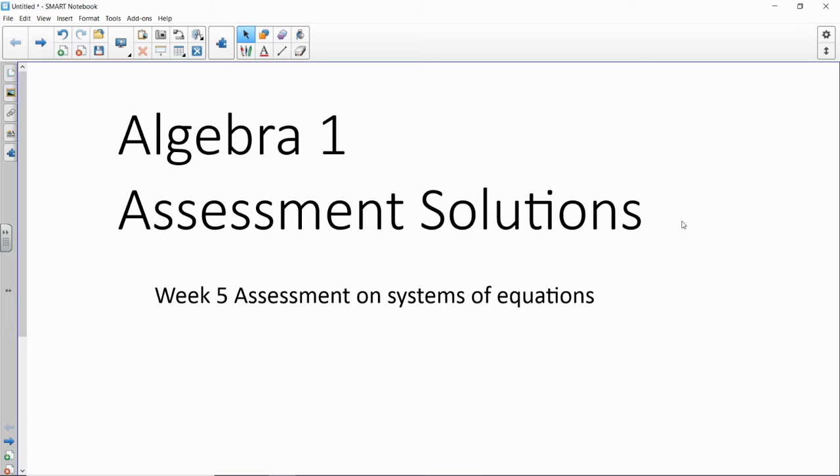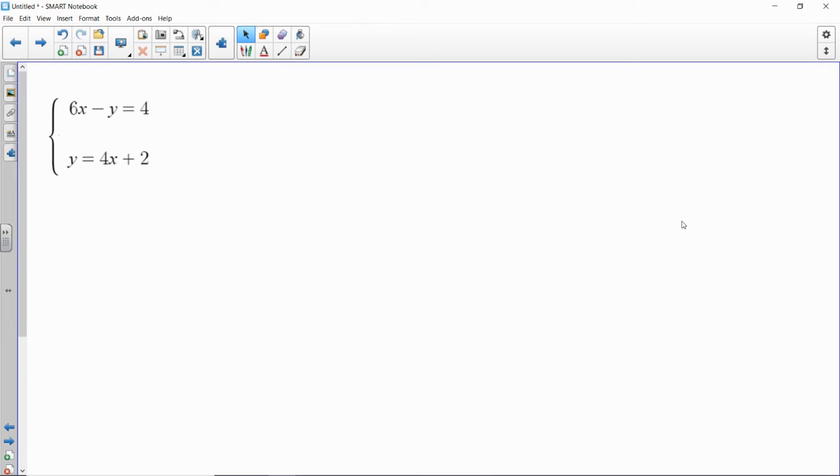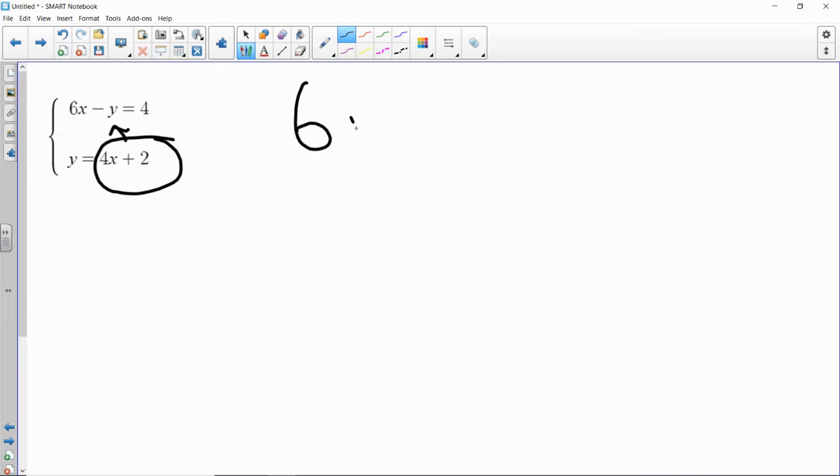So let's take a look at the first problem. 6x minus y equals 4, y equals 4x plus 2. First thing you need to do is substitute this 4x plus 2 into y into the first equation. This creates one equation with one variable.